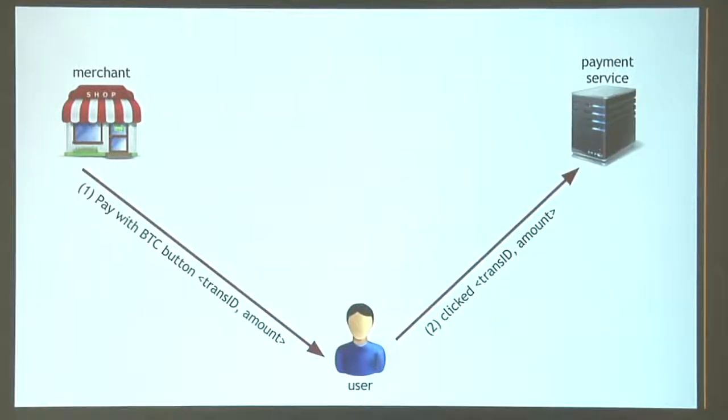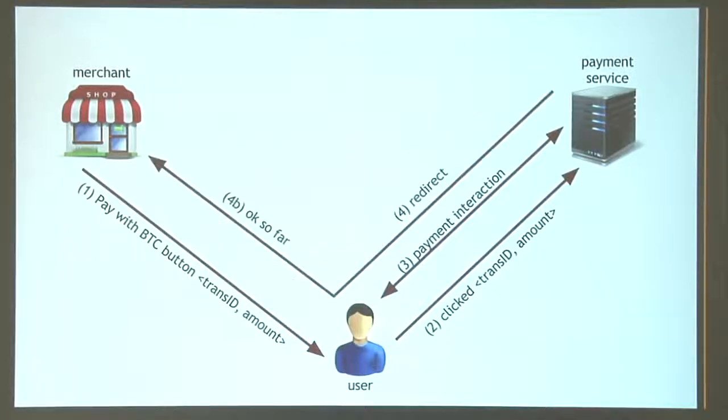When that happens, now the payment service knows that this customer, whoever they are, wants to pay a certain amount of Bitcoins. And so the payment service will pop up some kind of a box or do some kind of an interaction with the user, in which the user will receive information about how to pay, and the user will then initiate a Bitcoin transfer to the payment service. Once the user has created that payment, then the payment service will send back information.